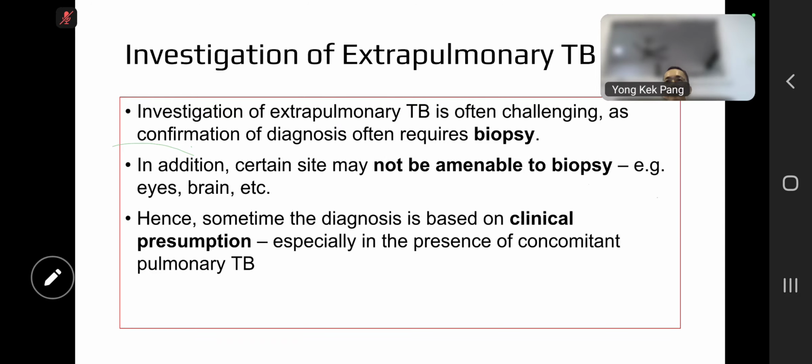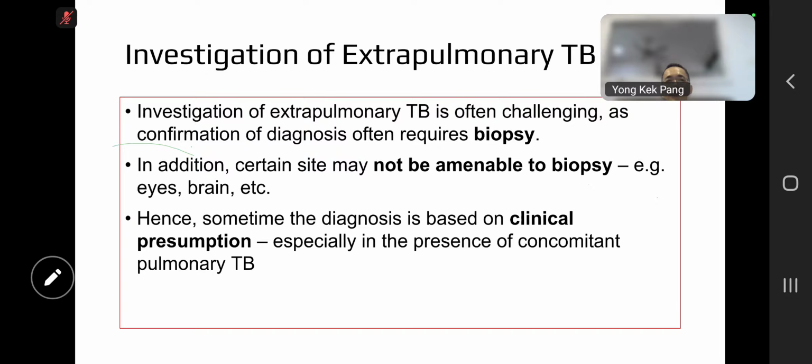So how do we investigate extrapulmonary TB? This is often much more challenging because for pulmonary TB, usually the investigation is quite simple, right? You just collect the sputum and the patient can actually help you to do it, right? They can help to expectorate and send to the lab. Whereas for extrapulmonary TB, usually the sample is not so easily available. And most of the time, you need to perform a more invasive procedure to obtain the tissue, right? So you may need a biopsy.